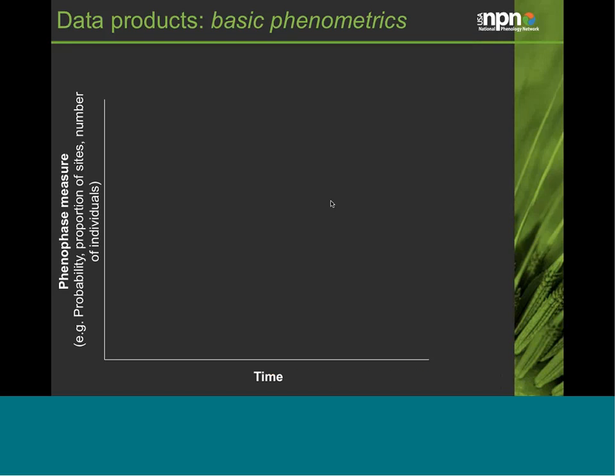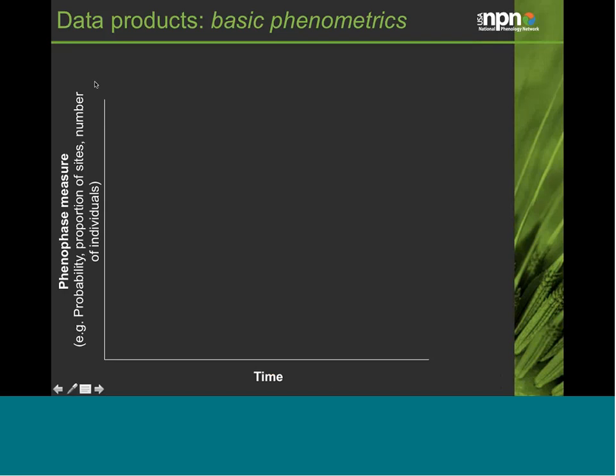So as I mentioned, an emerging goal of ours is to develop and deliver our data in the most useful way to our stakeholders, primarily in the form of raw data and value-added products. So as the basis of these products, we are deriving key phenological metrics, otherwise known as phenometrics. And I'll represent these in a graphical format where you see in this graph, the time is on the x-axis, and on the y-axis, we have the phenophase measure. And this can be a probability, proportion of sites, number of individuals, et cetera.